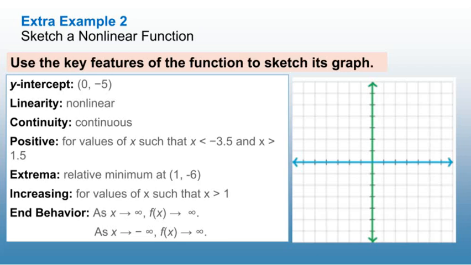Next, let's graph this one. We have a y-intercept at -5, so -1, -2, -3, -4, -5 is right here. It's nonlinear, it's continuous. It's positive for all values of x such that x is less than -3.5. So if it's less than -3.5, and we go to where -3.5 is, -3.5 is right here. So that means it's positive when it's less than that. So that means it has to be above the x-axis here.